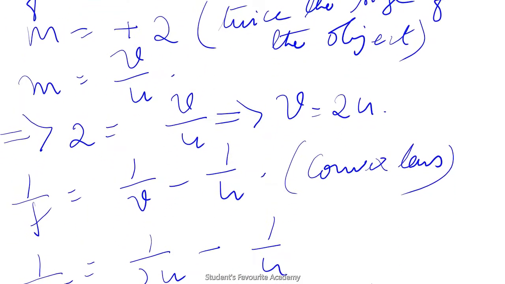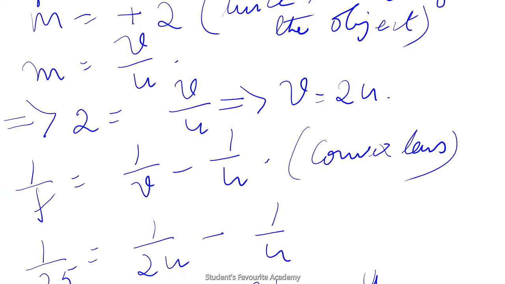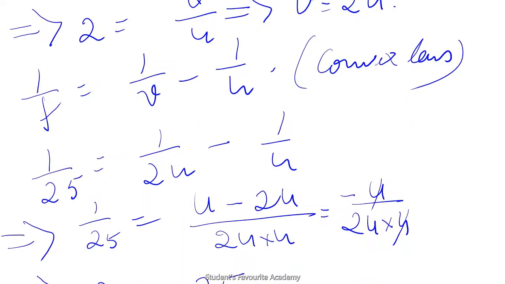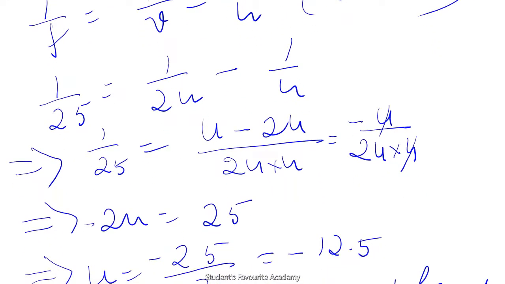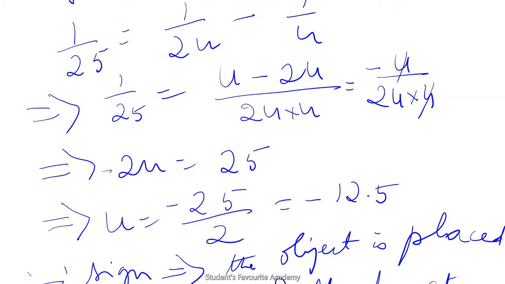So if you substitute in the formula 1 upon F is equal to 1 upon V minus 1 upon U, V is equal to 2U, and F is 25 given, you will get 1 upon 25 is equal to 1 upon 2U minus 1 upon U. Followed? We just cross multiplied. 1 into U, 2U into minus 1, 2U upon 2U into U. So this U gets cancelled, so 1 upon minus 1 upon 2U.